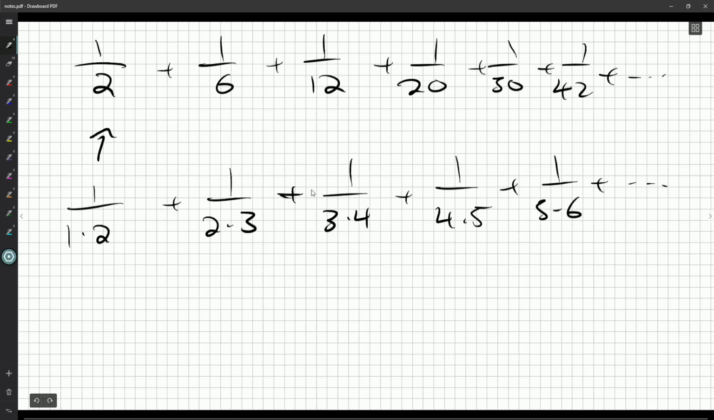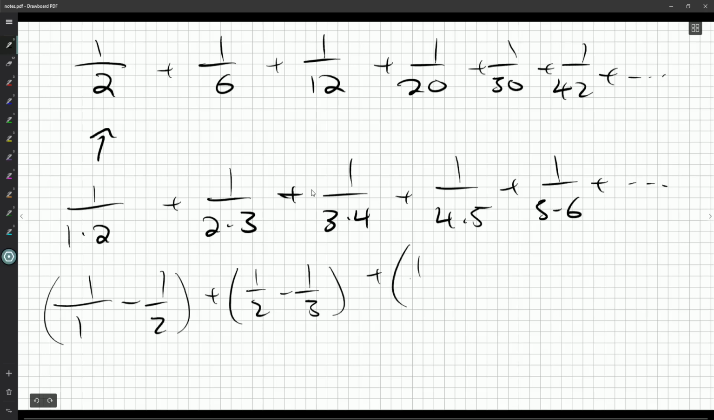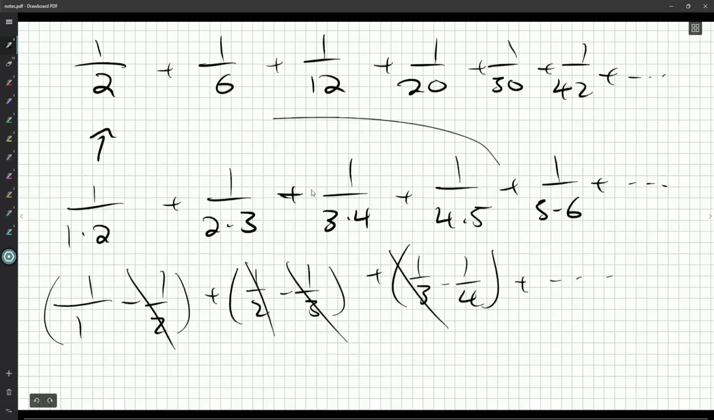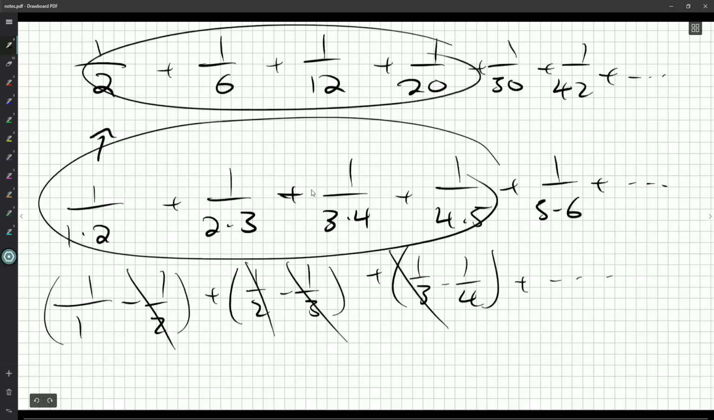Well, there's a nice way to write these numbers: they're 1 over 1, which is 1 minus 1/2, plus 1/2 minus 1/3. You can check 1/6 is a half minus a third. 1/12 is a third minus a quarter. And if you bother to write it out this way, lots of things cancel, and so adding up the first 4 terms is really the same as adding, well, what's left over? 1 over 1 is 1 minus a quarter, because everything in the middle cancels. This is what's called a telescoping sequence.